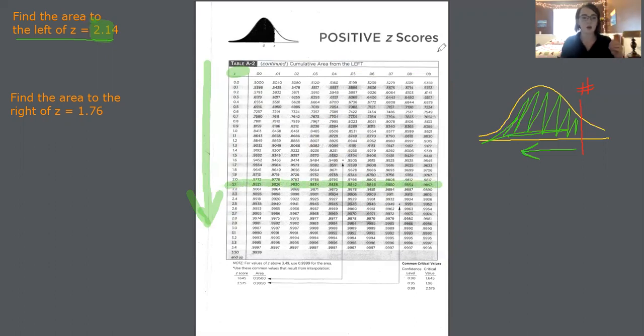Now what we have to do is go to the right and find our last digit over here, which is 4. This is what it means when it gives us these values of 0.04, 0.05. The zeros are placeholders for which digit we're talking about. This is going to be the second decimal place, or your third digit. So we're going to go to 0.04 and we're going to go down.